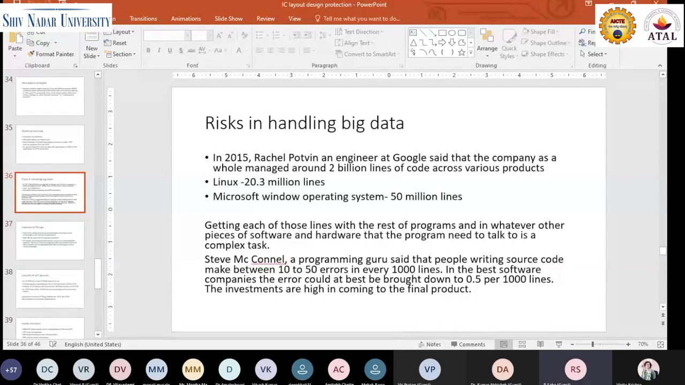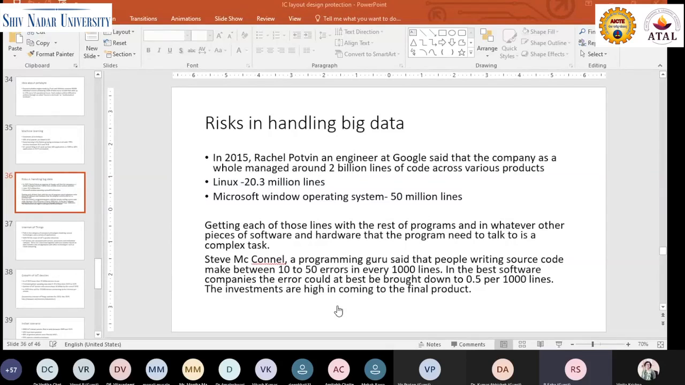Yes, this is something which may interest people. Somebody in Google mentioned that they have a software, Google's software, which contains 2 billion lines of coding, or Linux has got 20 million lines of coding, and Microsoft Windows has 50 million lines. Now, when you talk about such a large software program, there's a possibility of making errors. So you are talking in terms of 10 to 50 errors per 1,000 lines.